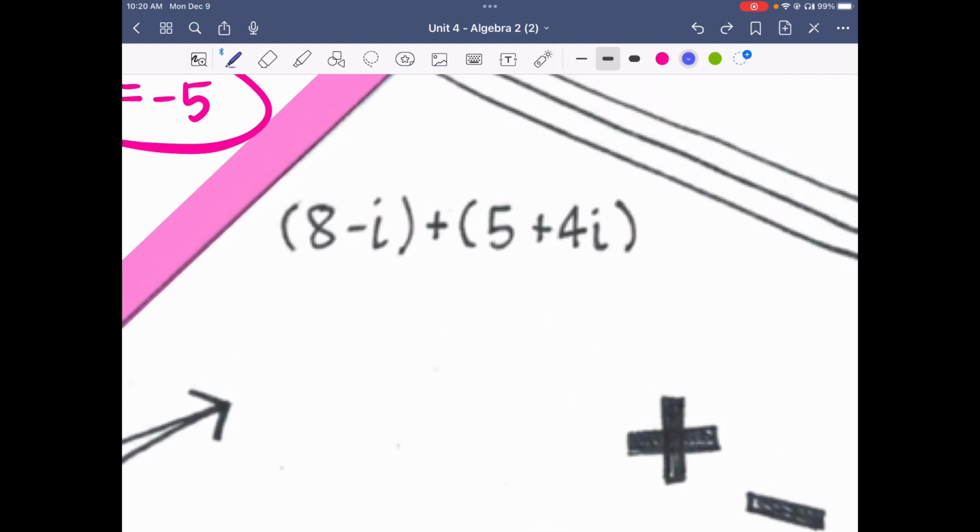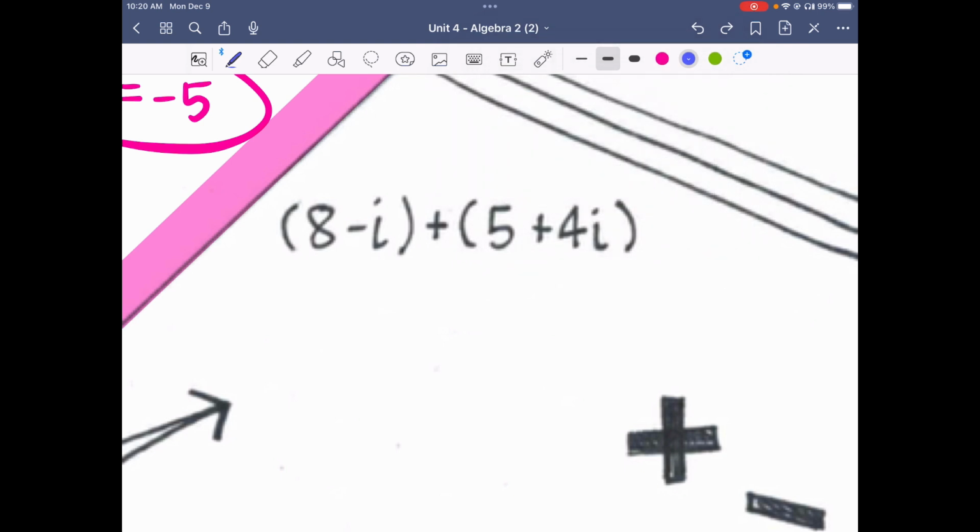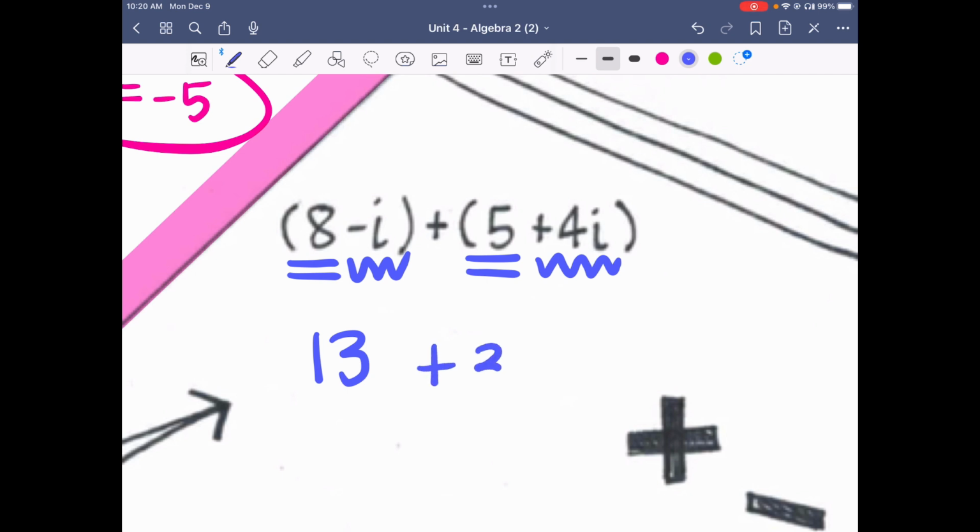So the imaginary parts are going to combine completely separately from the rest. Where we have our parentheses, the parentheses end up being not as relevant just because it's adding, so they're not as important here as they would be with subtraction. So we can add the 8 and the 5 together because these are the real parts. And then we're going to combine negative i and 4i since these are the imaginary parts. So 8 plus 5 is 13. And then negative i plus 4i is 3i. So this is my answer.